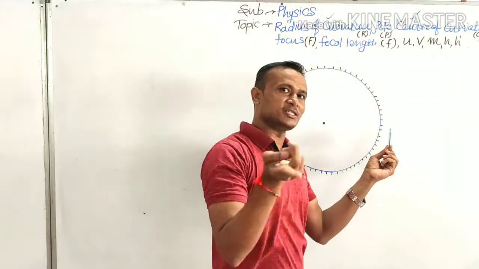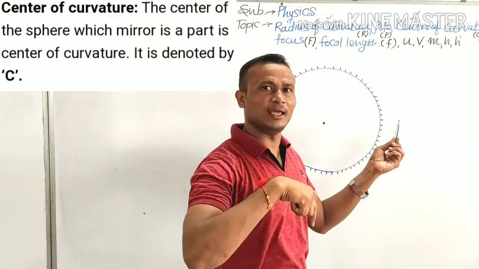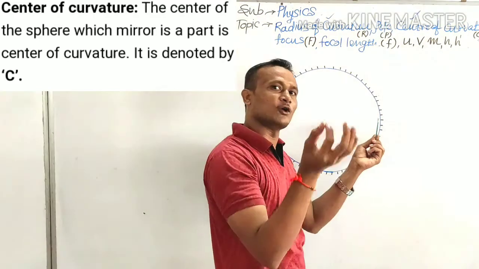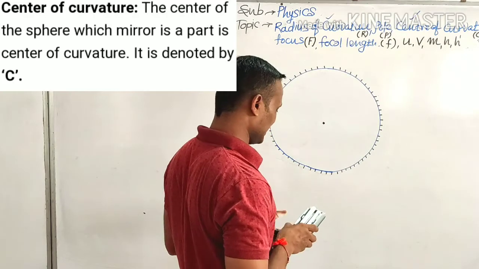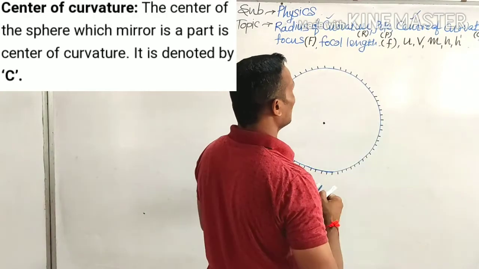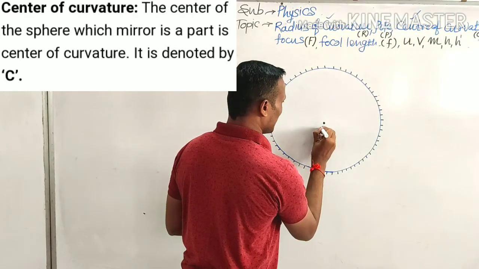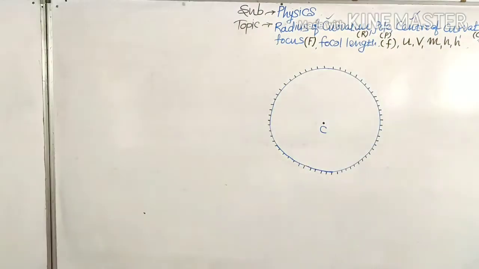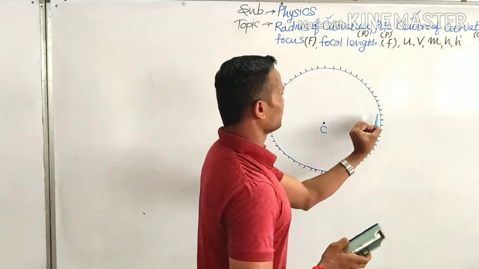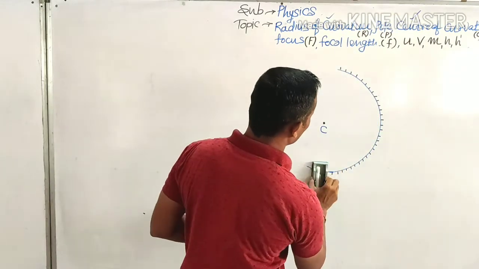So whichever sphere this mirror is a part of, the center of that sphere will be the center of curvature of the given mirror also. So this point, which is the center of this sphere, will be the center of curvature. We can denote it by C. Is that clear? Okay. Now, the given concave mirror is just this much part, so the remaining part we will erase out, right? So we have erased it exactly.